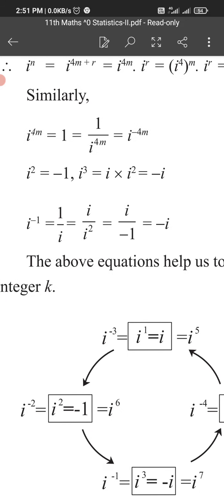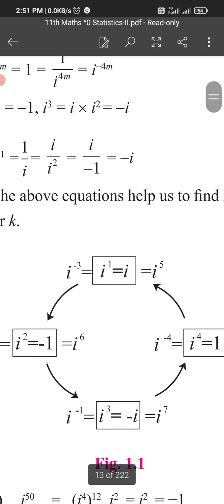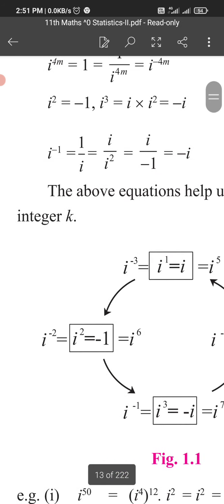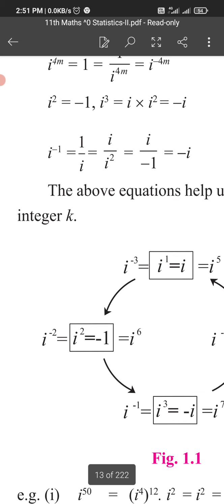That is, i is equal to i raised to 1 is equal to i raised to 5 is equal to i raised to minus 3. i raised to 4 is equal to 1. i raised to minus 1 is equal to i cube is equal to minus i, which is equal to i raised to 7. i raised to minus 2 is equal to i square is equal to minus 1, which is equal to i raised to 6.